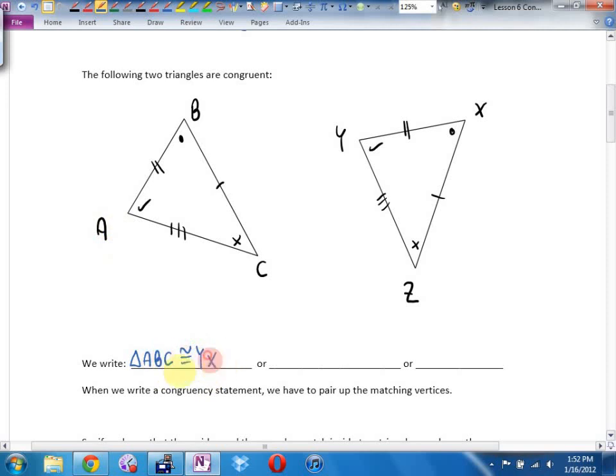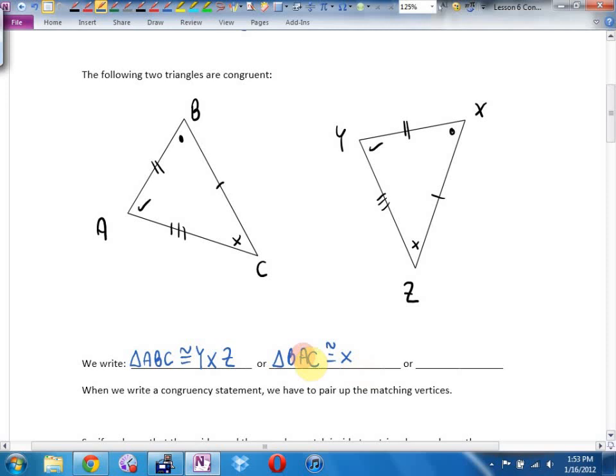Is that okay? I could have done this, or I could have gone BAC congruent. I won't be fussy on the order of the first one, but the pairs have to match. So if I wrote B first, what would I have to write first in the second one? What goes with B? X. What goes with A? What goes with C? Z.